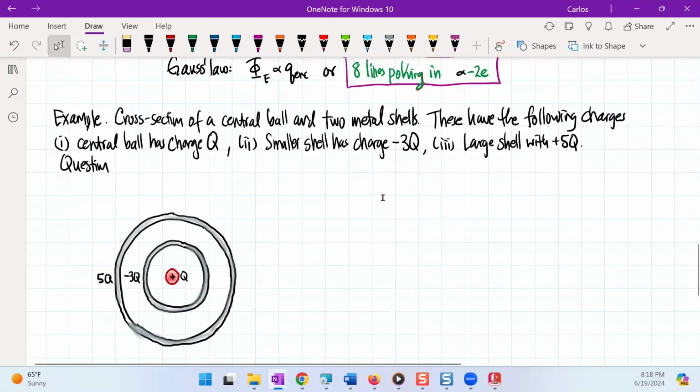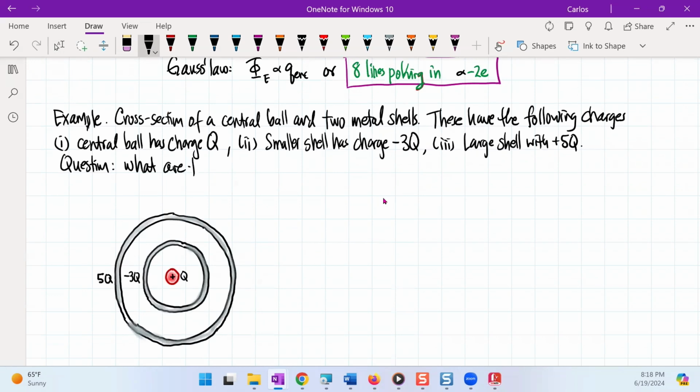So question, what are the flux values at points R, 2R, 3R, which are Gaussians?